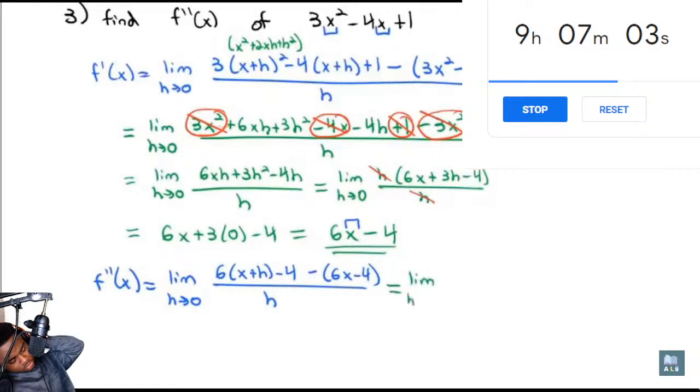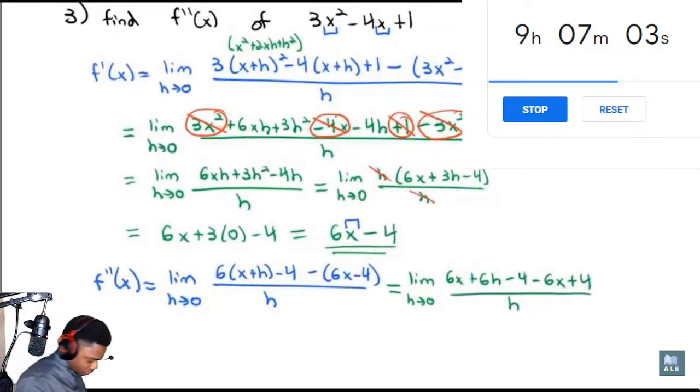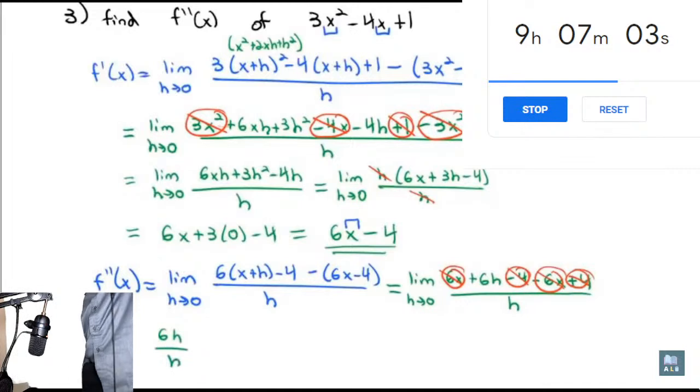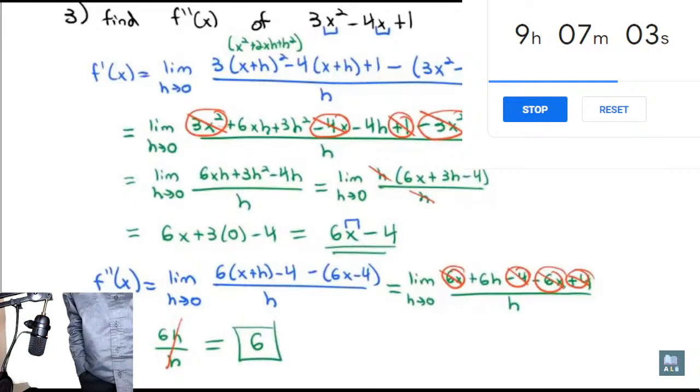Distributing through, we get the limit as h goes to 0 of 6x plus 6h minus 4 minus 6x plus 4, distributing that negative through, all over h. Fortunately, we can subtract some things out. 6x minus 6x is 0. Negative 4 plus 4 is 0. And so we have the limit as h goes to 0 of 6h over h, which is really nice because the h's divide out, and we're just left with a single simple number, 6, as our second derivative of 3x squared minus 4x plus 1.